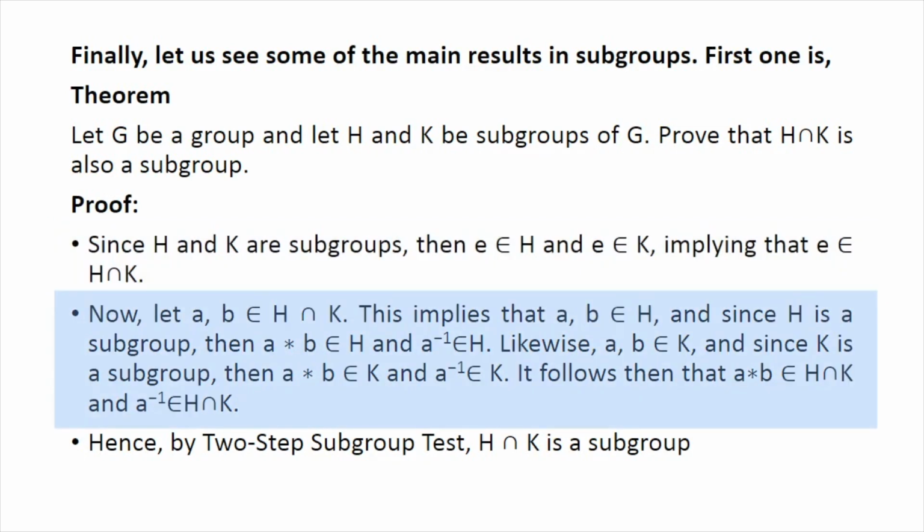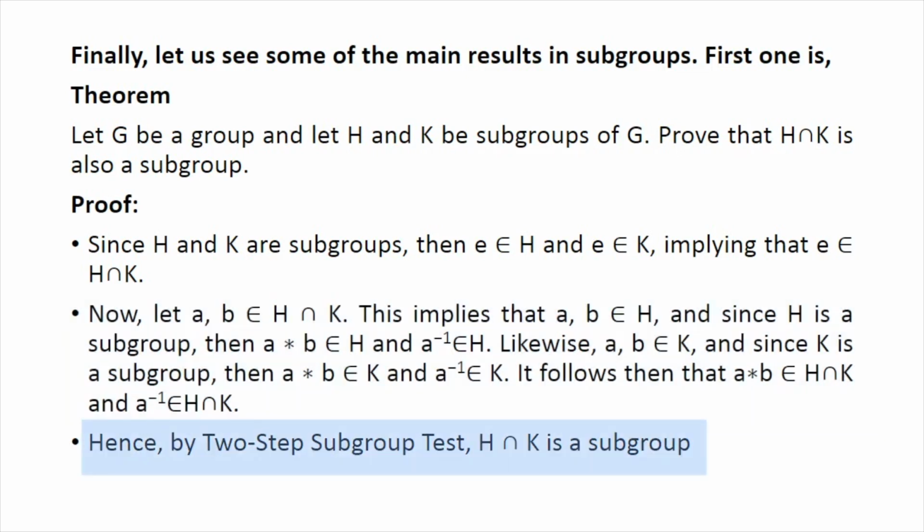Now let a, b be elements of H intersection K. This implies that a, b are elements of H, and since H is a subgroup, then ab is an element of H and a to the power minus 1 is an element of H. Likewise, a, b are elements of K, and since K is a subgroup, then ab is an element of K and a to the power minus 1 is an element of K. So ab is an element of H intersection K, and a to the power minus 1 is an element of H intersection K. Hence, by the two-step subgroup test, H intersection K is a subgroup of G. Final result is the theorem.